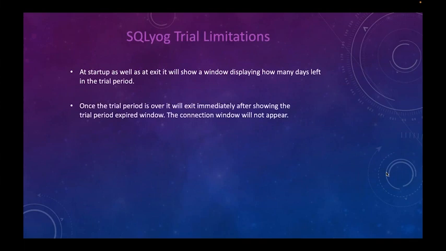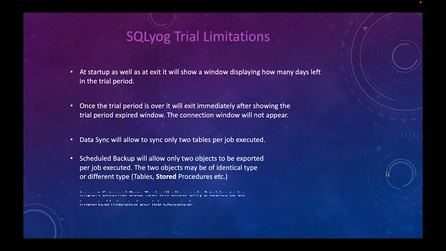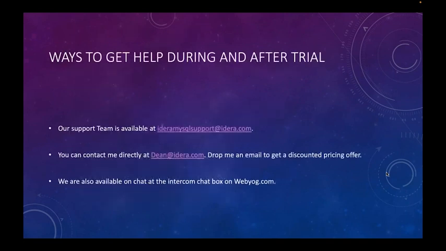Now, what are the trial limitations for SQLyog? There are some trial limitations as we discussed before. The data sync will only allow 2 tables per job executed. Scheduled backup will only allow 2 objects to be exported per job executed. The 2 objects may be of identical type or a different type. The import external data tool will only allow 2 tables to be exported or migrated per job executed.